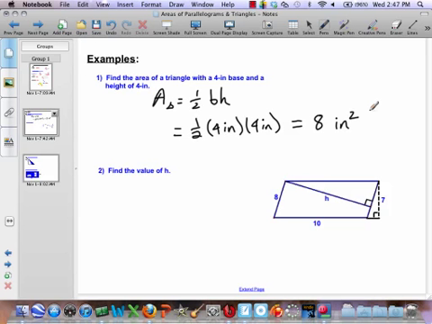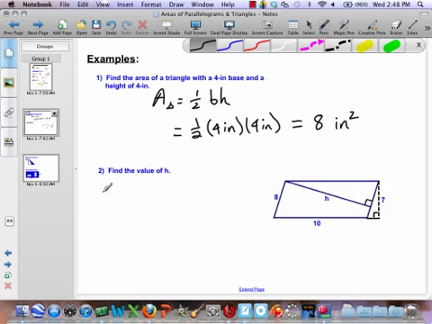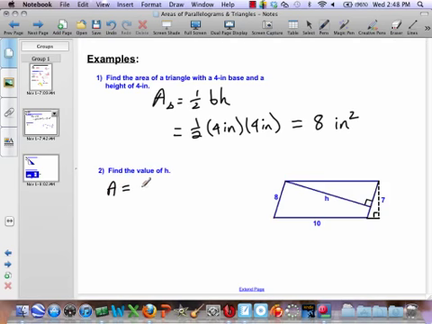All right, Taya, number 2 is similar to what you have going on in your homework. Find the value of h. Does the area of this parallelogram change if I change my perspective? If I rotate, does it change the area? No. So what is my area in its given format? What's one way to find the area? 7 times 10.